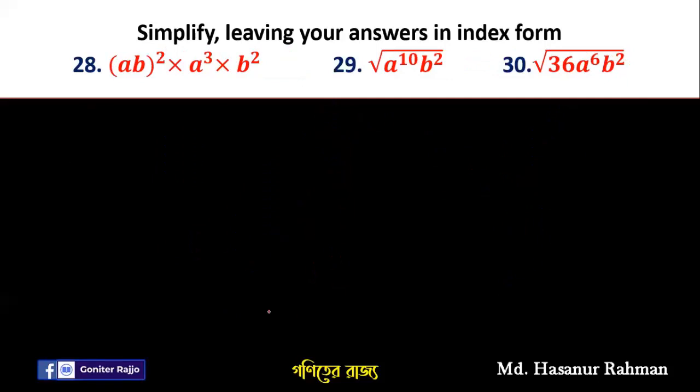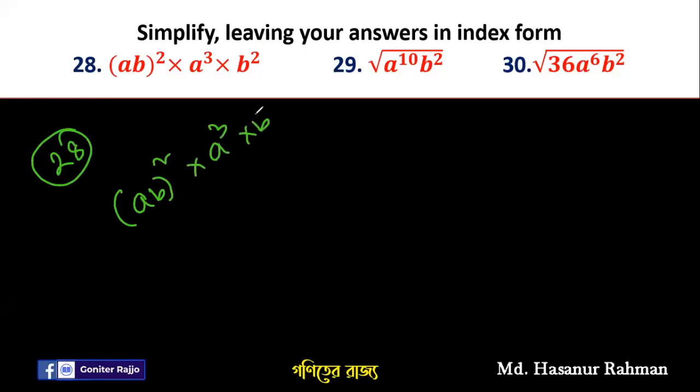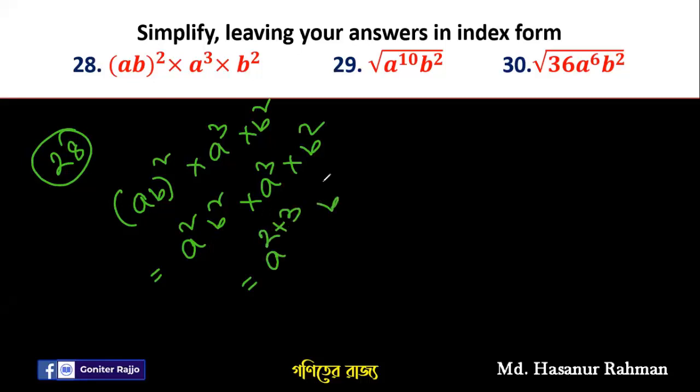Now 28. We can solve 28 in a very easy way. 28 says ab whole square multiplied by a cube multiplied by b square. So ab whole square we can write in this way, a square b square multiplied by a cube multiplied by b square. We have to add the powers or indices, a to the power 2 plus 3 and b to the power 2 plus 2. a to the power 2 plus 3, that will be 5, b to the power 4. So the final answer will be a to the power 5, b to the power 4.